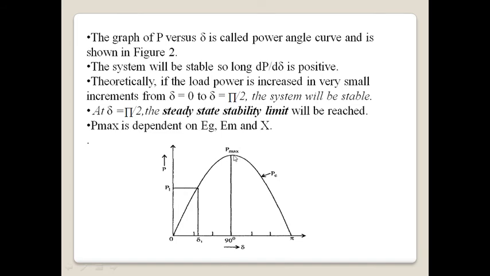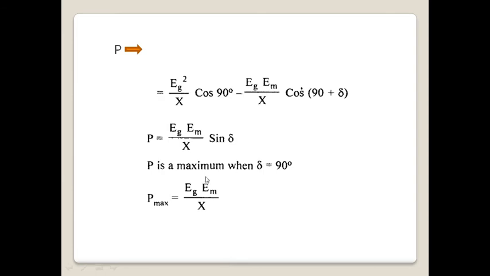And in the last lecture we also saw that the steady state stability limit is the ceiling of the system. The system cannot be operated beyond the steady state stability limit. So beyond this P max we cannot operate the system. This is the limit. Now this P max depends on Eg, Em and X. As you know, P max is Eg into Em by X. So how can we improve this steady state stability limit?